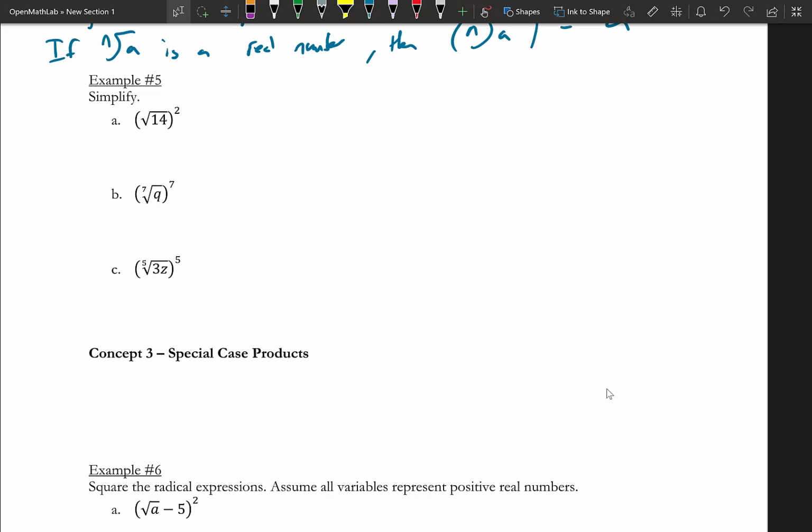So example 5, we have three of these, right? So like part A, we have the square root of 14 squared, right? Well, the index is 2, right? So anytime the index of the radical and this exponent match, and it's in this format, you're left with just what's in the radicand, right? They cancel each other out. So this is just 14. The next one is just equal to q, right? And then part C, this one is just equal to 3z, right? Because these match, right?